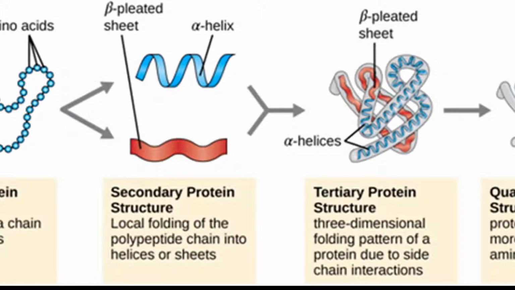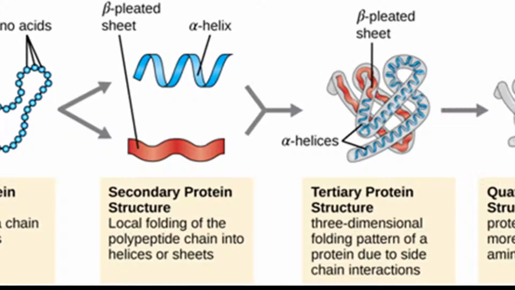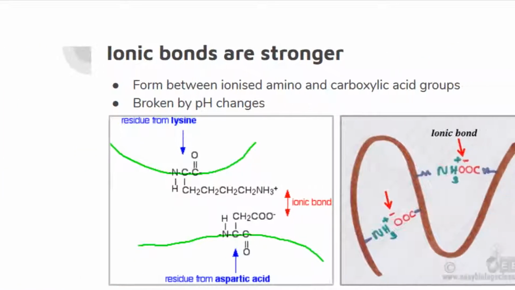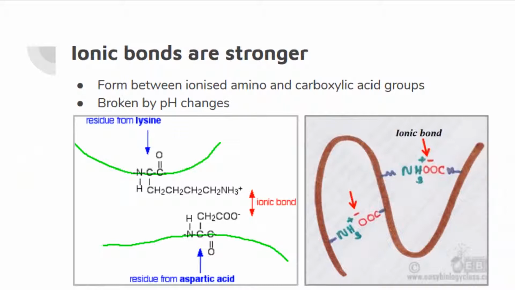There are three kinds of bonds involved. Hydrogen bonds, which are weak. They form between strongly polar groups. They can be broken by high temperature or by a change in pH. Ionic bonds. These are moderately strong. Ionic bonds occur between R groups with positive or negative charges: ionized amine and carboxylic acid groups. They can be broken by pH changes.